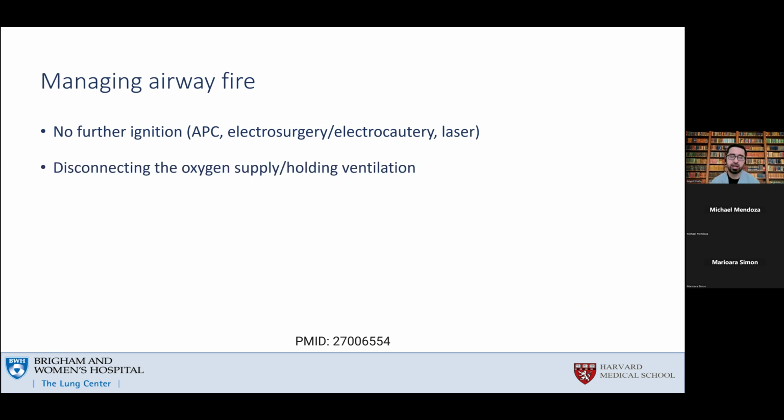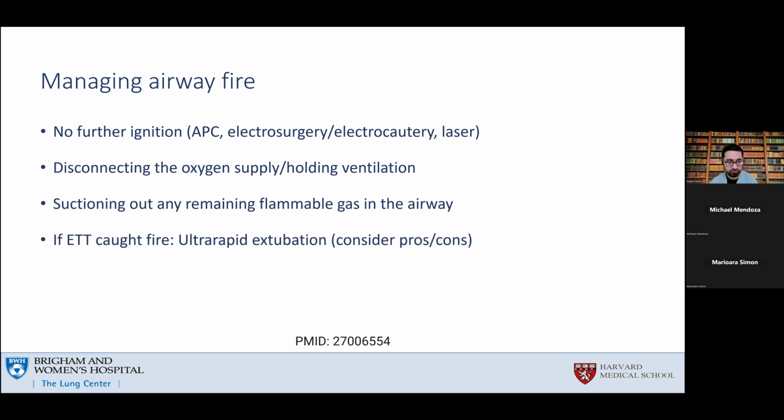You must disconnect any and all oxygen supply, hold ventilation. You must make sure that you're not adding fuel to the fire. Suction out any remaining flammable gas that's in the airway. So use the suction on your flexible bronchoscope and suction out as much of the flammable gas as you can. But of course, make sure that your scope remains as far and away from the site as possible, because you don't want it to catch.